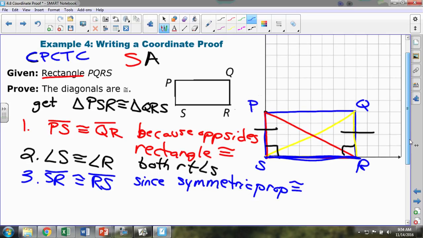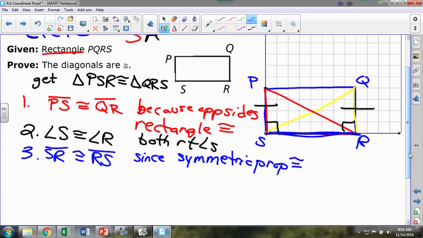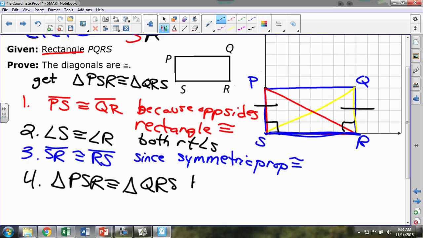So there are three pieces. These three pieces come together and tell us triangle PSR is congruent to triangle QRS, and we used side angle side to do it. That gave us the fact that the two triangles are overall congruent. The red triangle and the yellow triangle are the same.